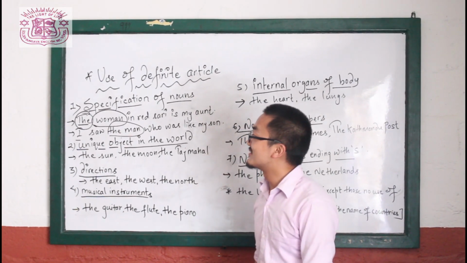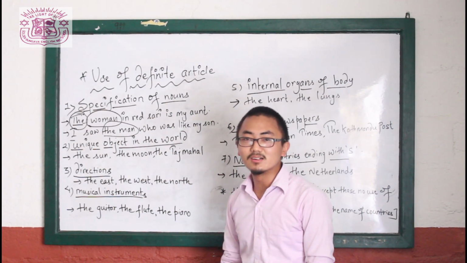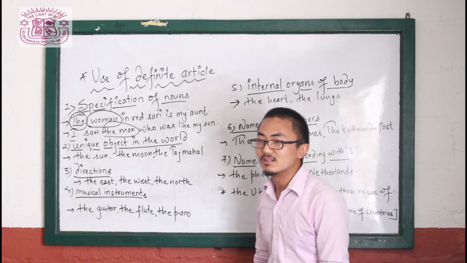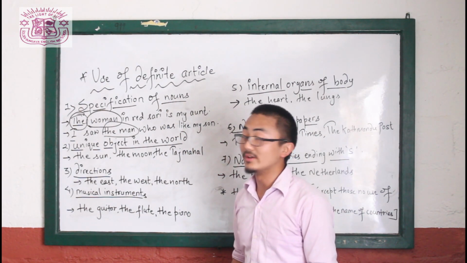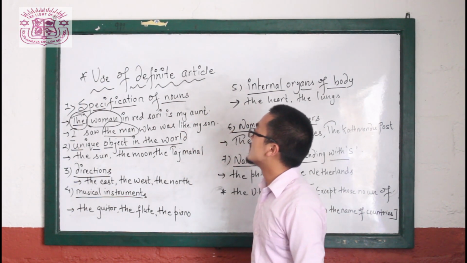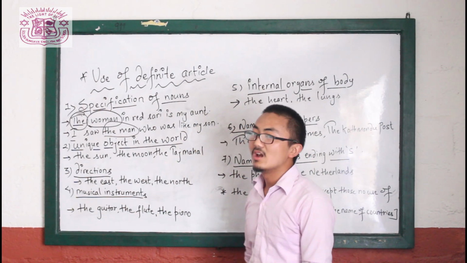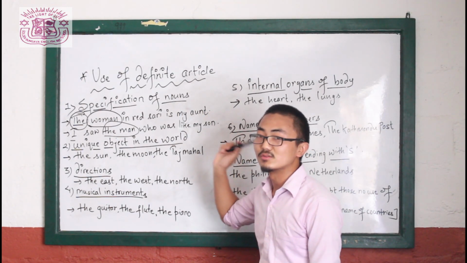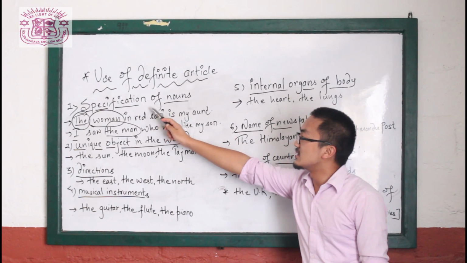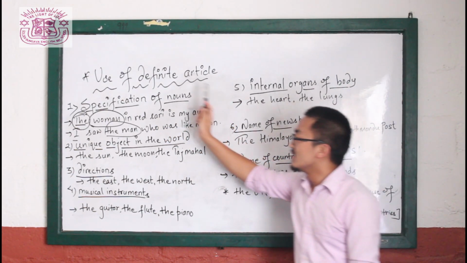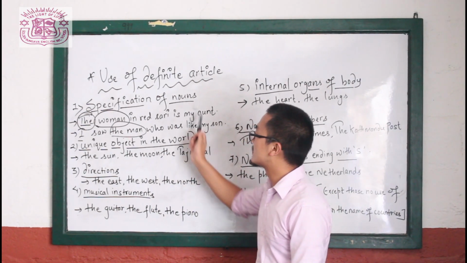Okay, my dear students, just before we learned about the concept of definite and indefinite articles and the use of indefinite articles, so now we are going to learn some of the uses of definite article. We already know there are so many uses of the definite article, but here I am teaching you some main important uses. As you can see here, the first category is specification of nouns. That means whenever you have to specify any kind of noun, then you have to use the.